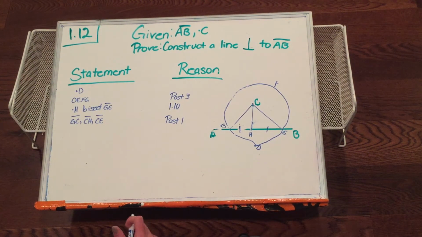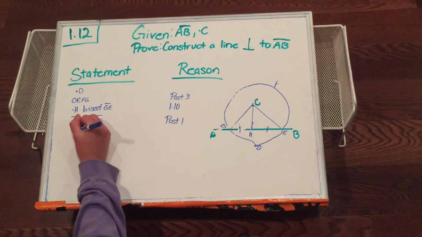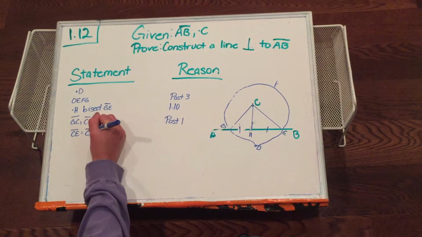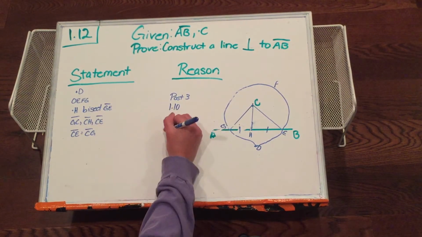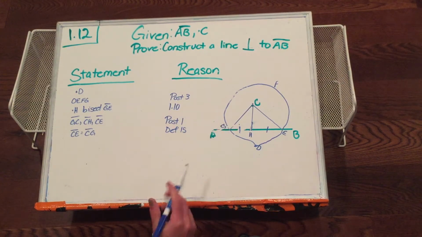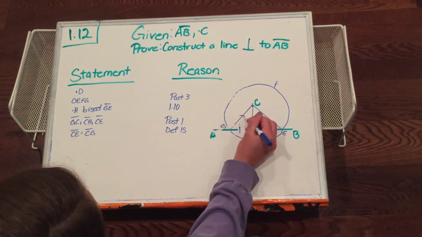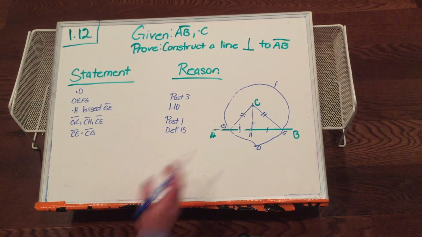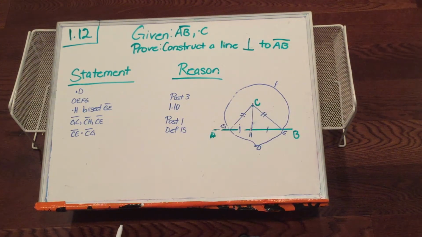After that, we would show that line CE is equal to line CG, and that is because of Definition 15, which says that any radius of a circle will be equal to each other, or of a given circle will be equal to each other.